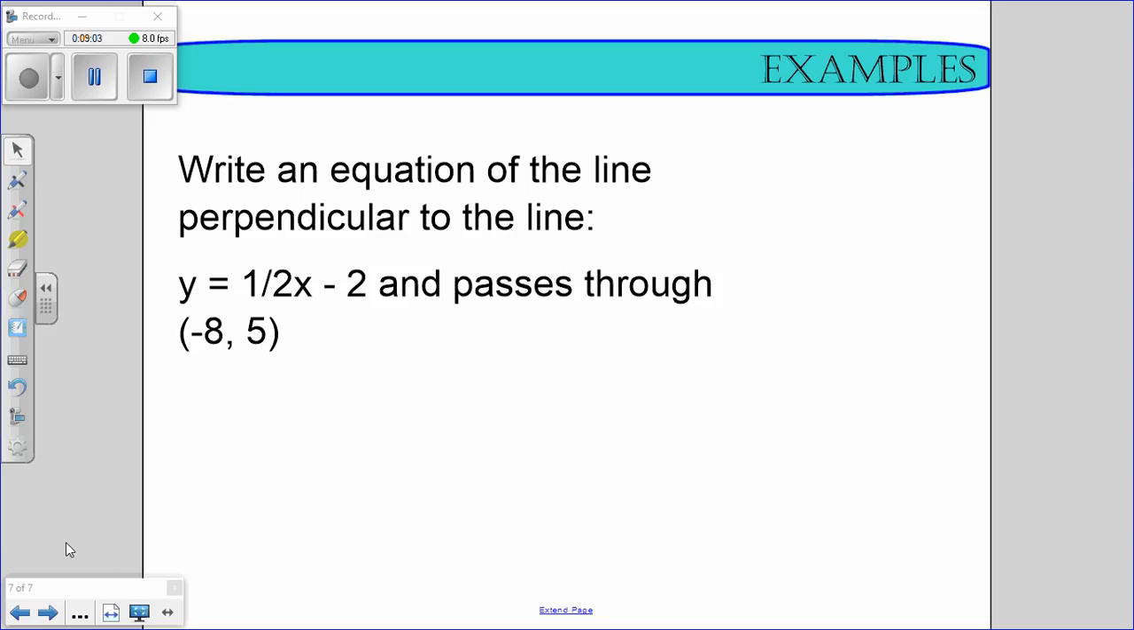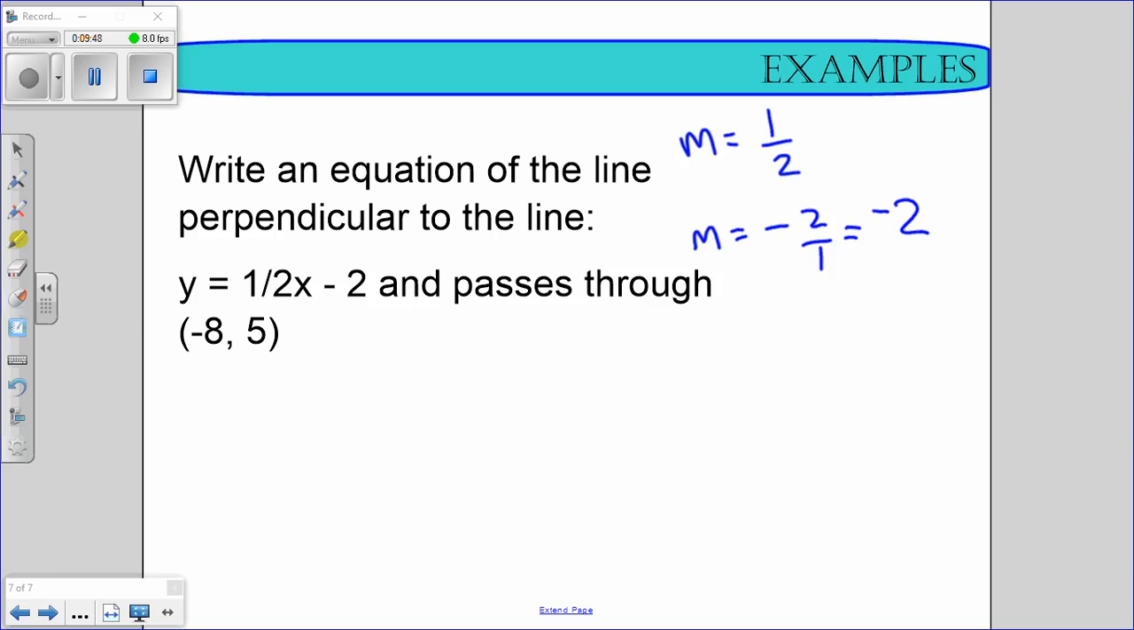So remember, we want an equation of the line perpendicular to this line, y equals 1/2 x minus 2, and passes through this point. So the slope of my initial line is 1/2. The slope of the perpendicular line, remember, is the negative reciprocal. So my 1/2 is positive, so the slope of my other line is going to be negative. The reciprocal, I'm flipping my fraction to 2/1. So really my slope is going to be -2.